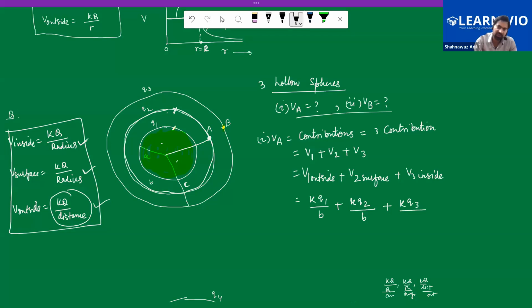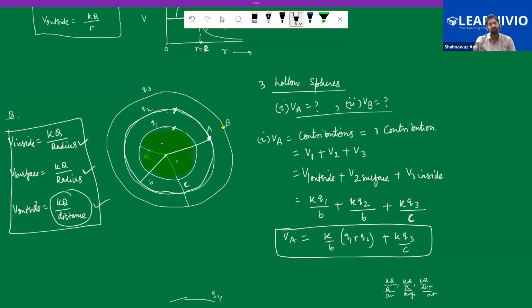And what is the radius of the third sphere? That is C, right? So this would be K by B is common. This is Q1 plus Q2, and then KQ3 by C. So that is the potential at A. Is it clear to you?